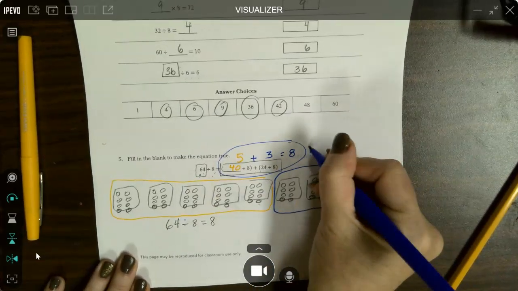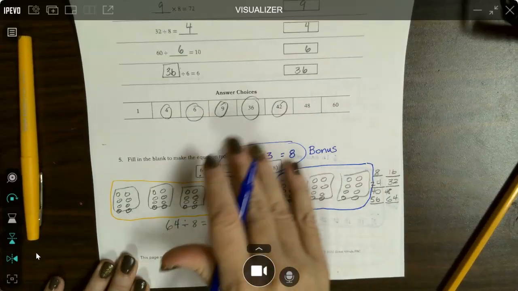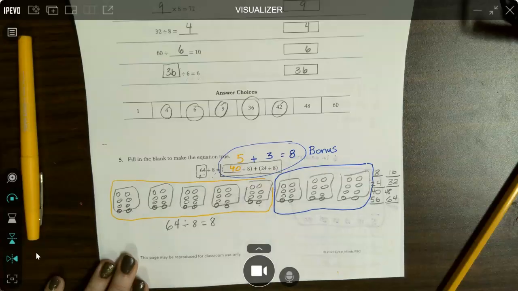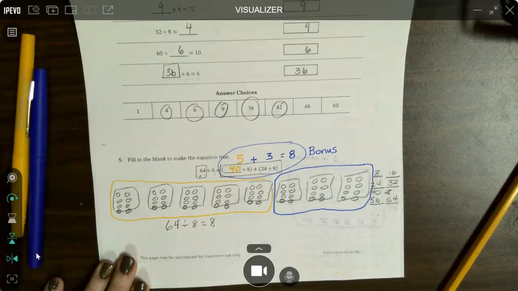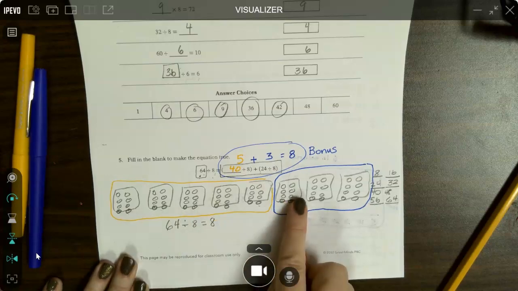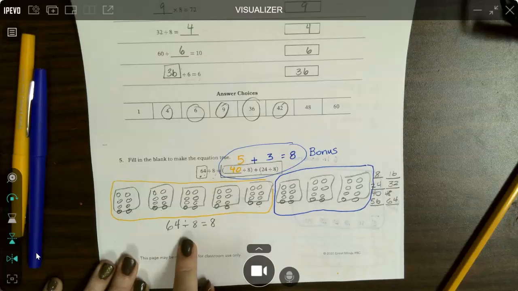This is bonus. Again, I'm not as worried if your child understands this strategy. We are going to continue working on it. They will get there. But for now, my goal is, can they produce a picture to show a strategy to solve 64 divided by 8?